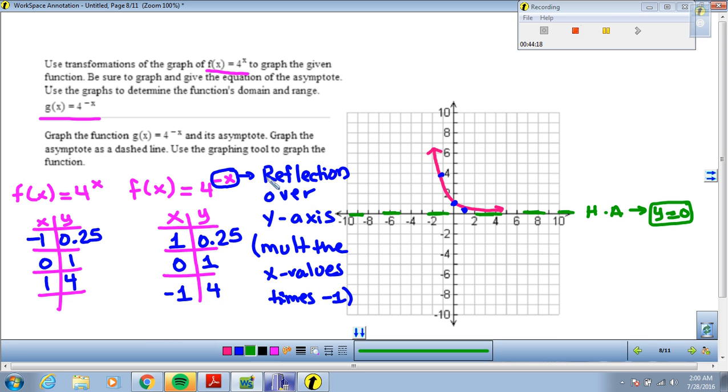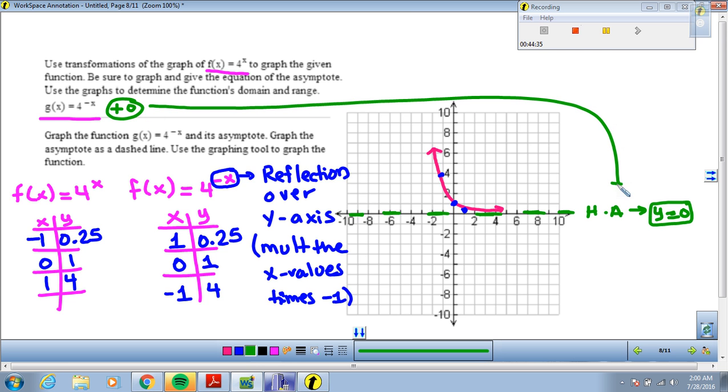Well, because technically, if you had a plus 0 next to the 4 raised to the negative x, if you want to see it like that, that's why the horizontal asymptote is just 0. But writing plus 0 doesn't make sense. I mean, we don't need to. But that's basically why. So this one was a simple one.